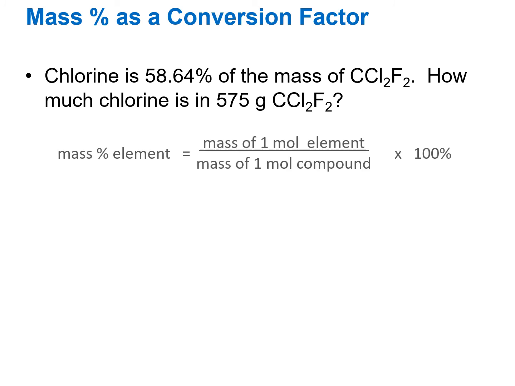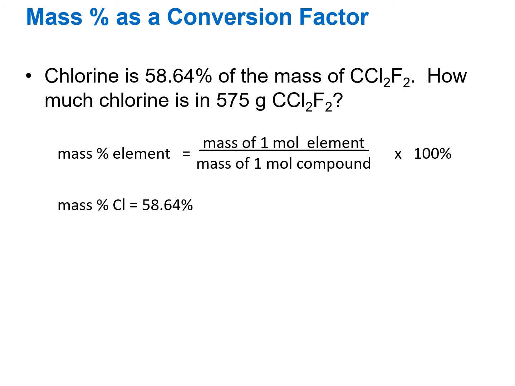From the previous slide, we learned that this is the formula for discovering the mass percent, but we don't need to do that because it's given to us in this problem right here. We know what the mass percent of chlorine is in a molecule of Freon. But what does that mean? What does that tell us?